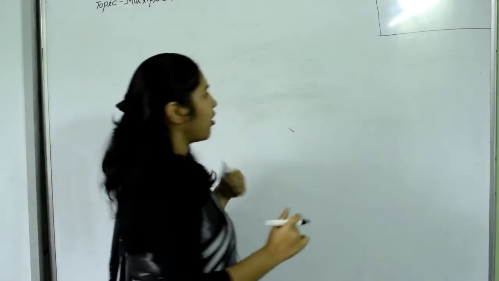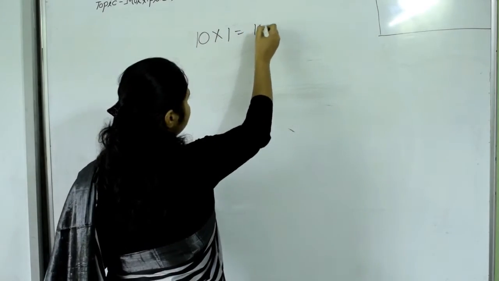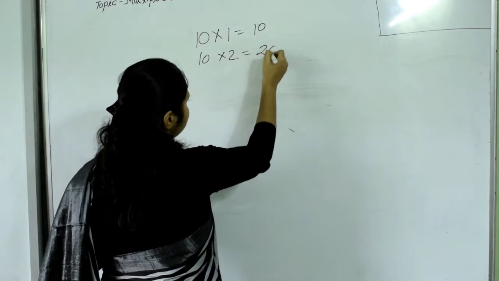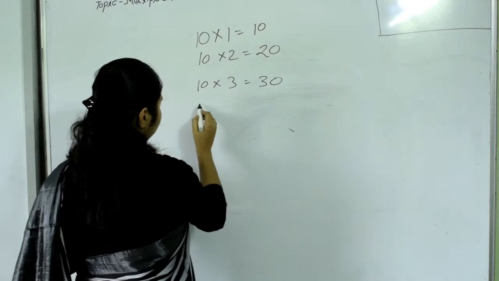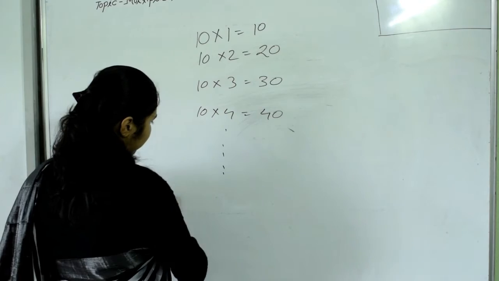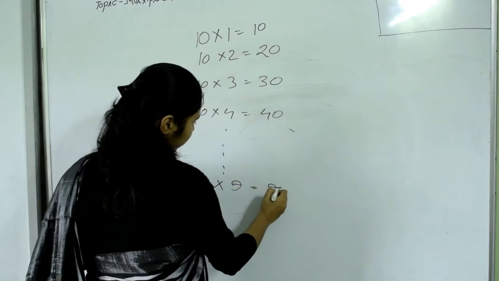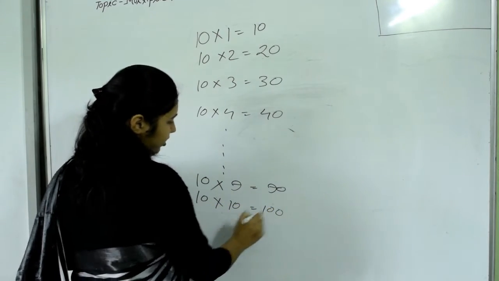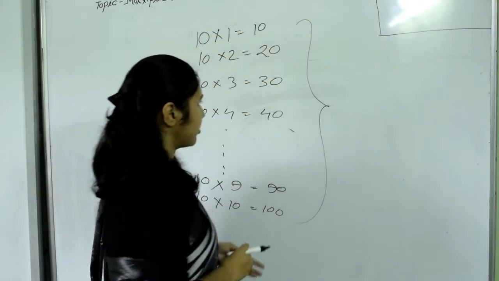look at the table of 10. We know that 10 ones are 10, right? 10 twos are 20. 10 threes are 30. And in a similar way, 10 into 9 equals 90 and 10 into 10 equals 100, right? Now, look at the pattern.